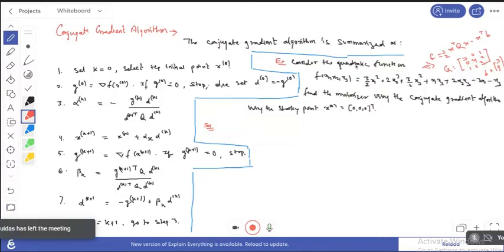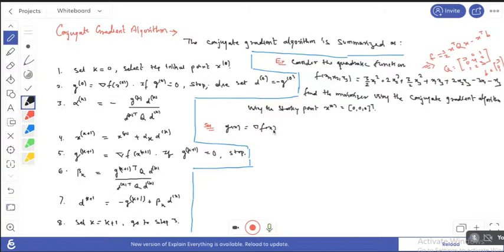So now we have to calculate. First of all, we have to find our gx, and that gx is the gradient of fx.